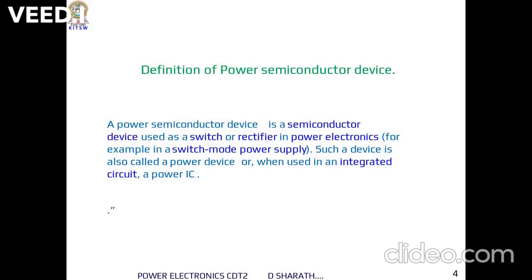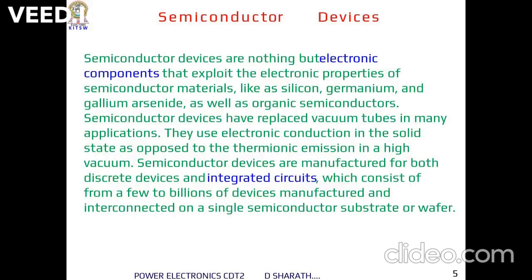Coming to the definition of a power semiconductor device, it is a semiconductor device used as a switch or rectifier in power electronics. An example is the switch mode power supply. Switch mode power supply means your battery charging. Here the rectifier converts AC to DC.